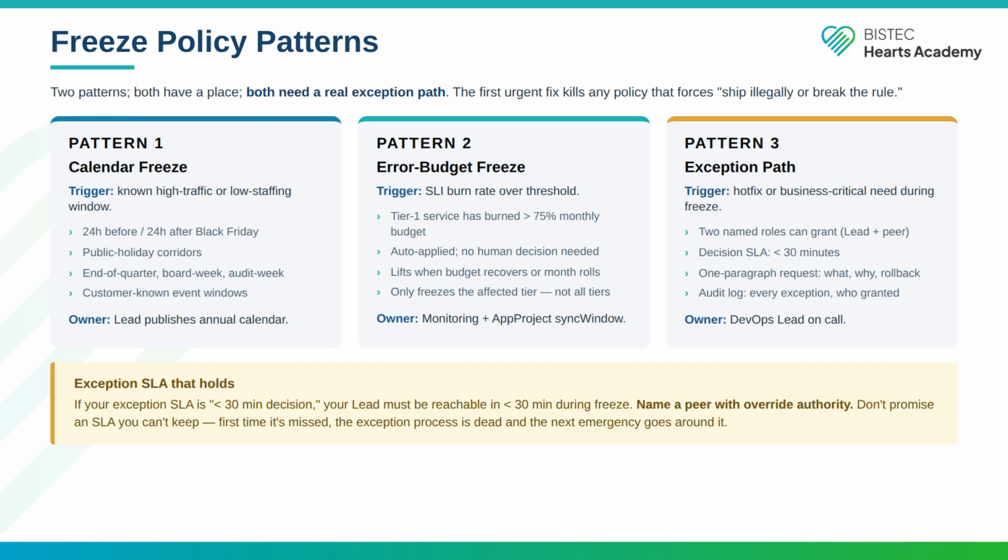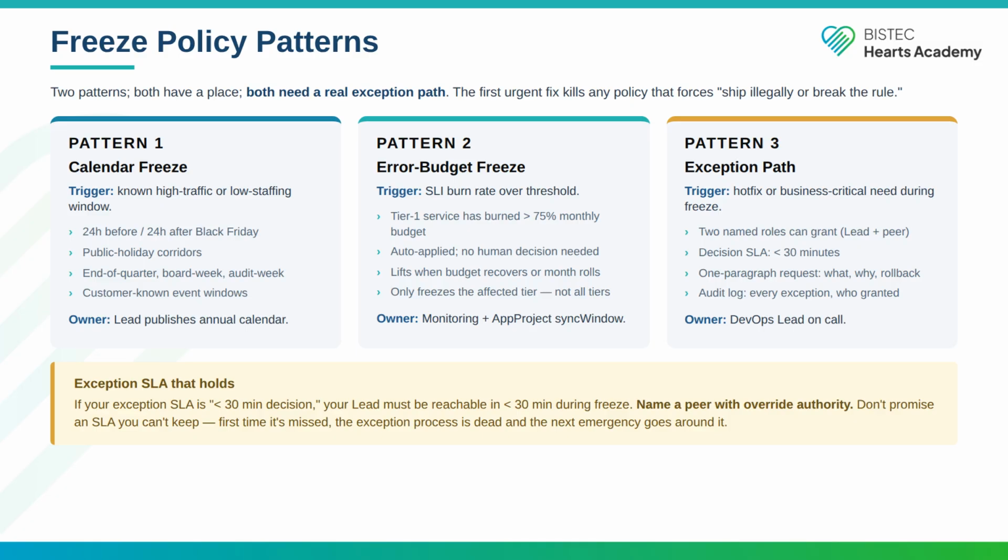Exception path. Trigger is a hotfix or business-critical need during a freeze. Two named roles can grant, the lead and a peer, so the lead being unreachable does not block the path. The decision SLA is under 30 minutes. The request is one paragraph: what, why, rollback. And every exception is logged to an audit directory for quarterly review.